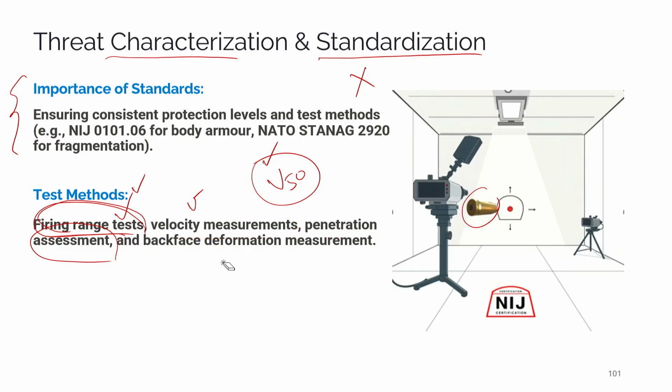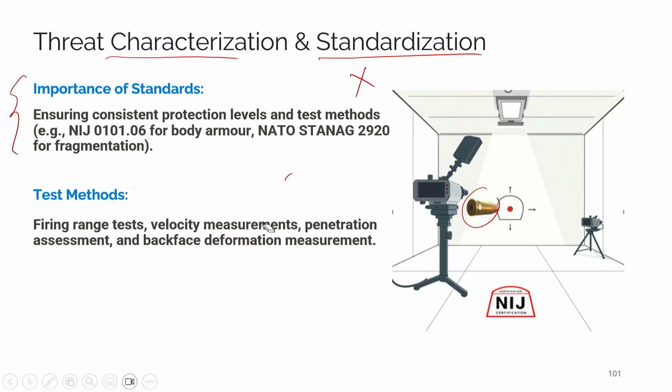So, all this we have discussed earlier in the particular standard. In this NIJ standard, or any ballistic material standard, one is the firing range test we have to do, velocity measurement we have to do properly, penetration assessment, back face deformation. We have to measure and test strictly as per the standard. In any ballistic standard, they specify the particular type of bullet which has to be used, and that also we have to follow strictly.